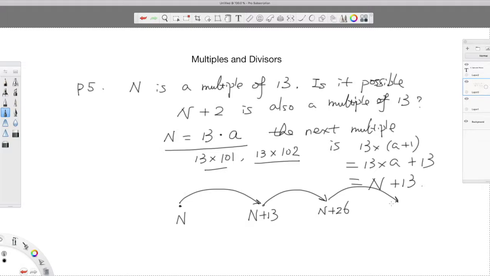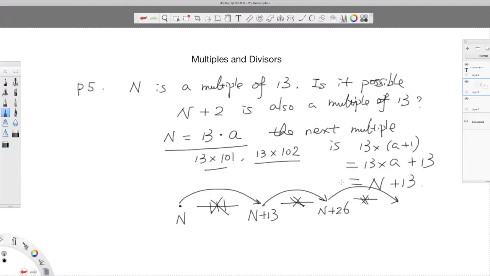And anywhere in between, there are no multiples of 13. It's a fairly obvious fact, but sometimes it's easy to forget. And this is a very, very important property.